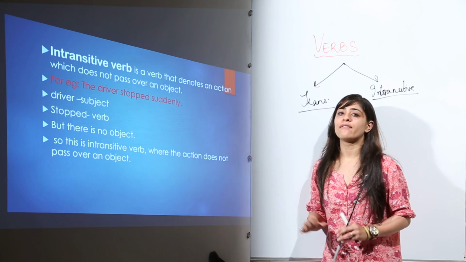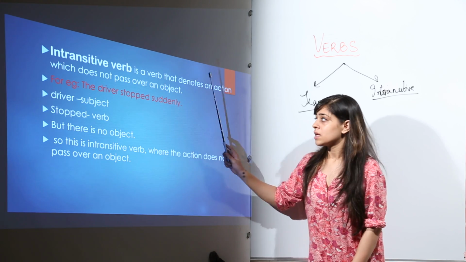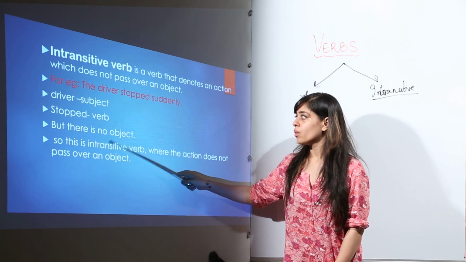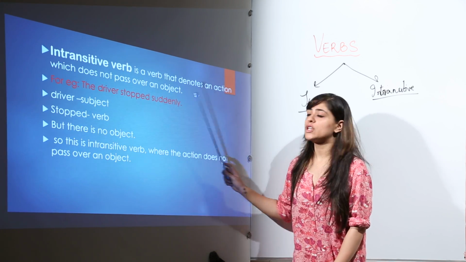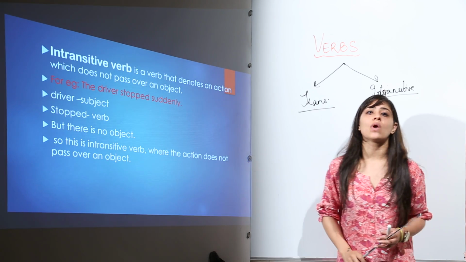Here we do not have an object. We'll redo it again. The driver stopped suddenly. We have a subject, driver, we have a verb, stopped, but we do not have an object. So this verb automatically becomes an intransitive verb.